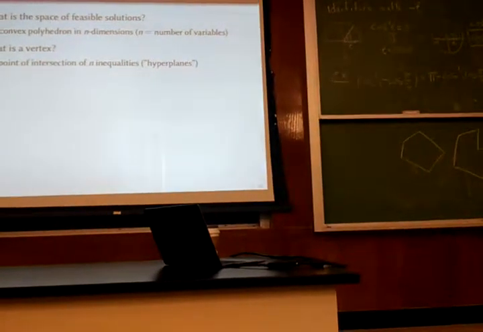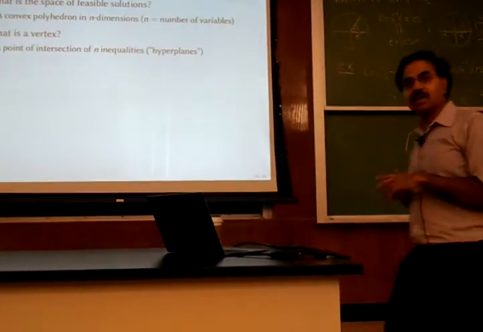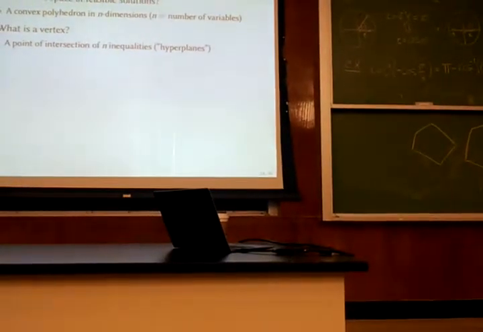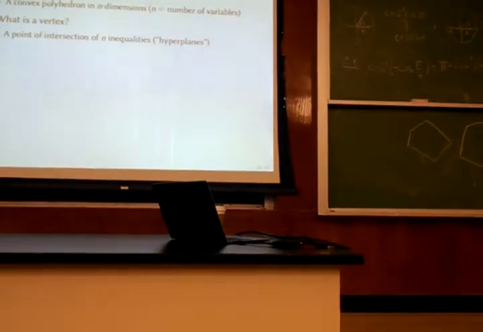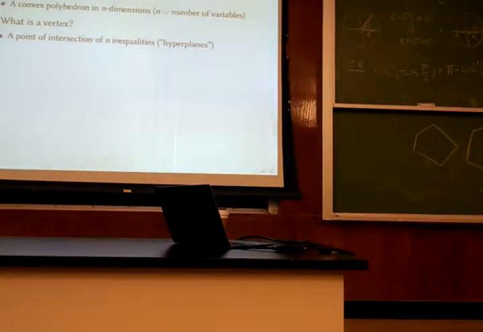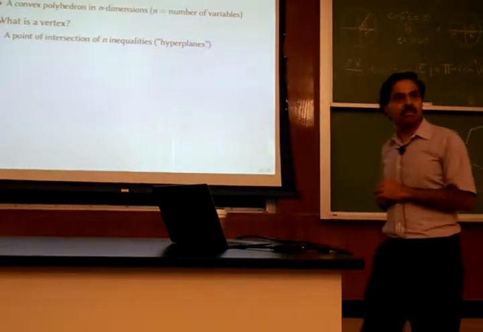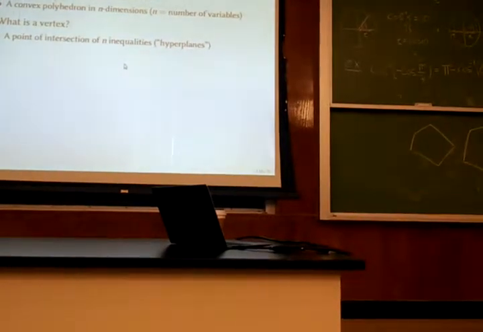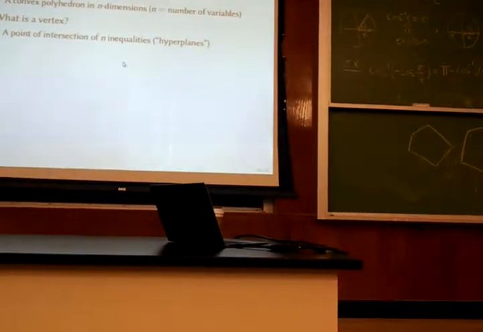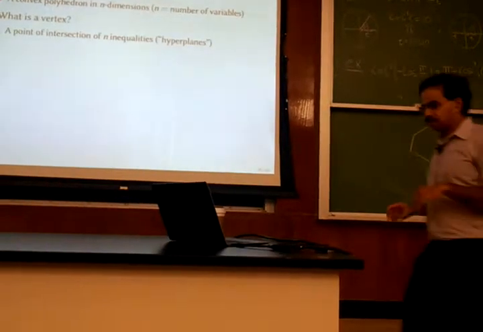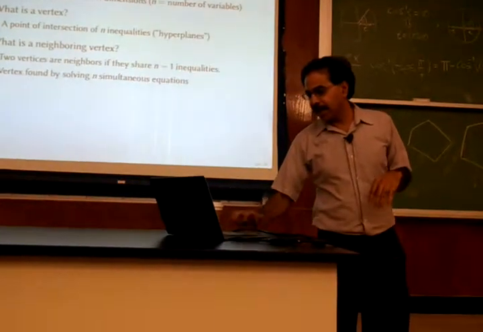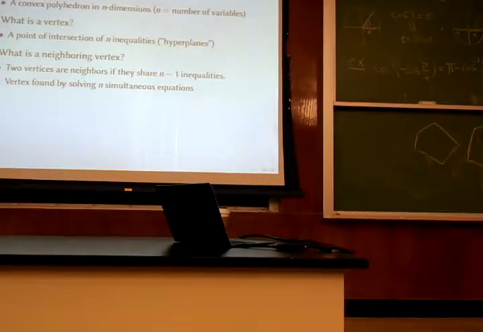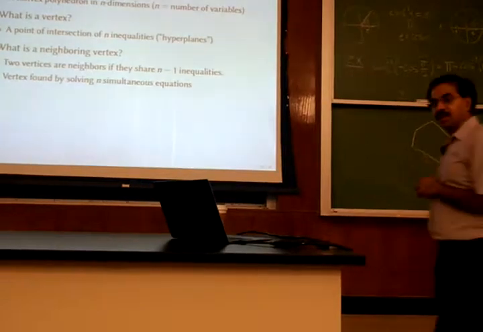Otherwise, you can again use your intuition about three dimensions, right? If you have two planes intersecting, you'll get a line. You won't get a point, right? So you have to have three planes intersecting to get a point. That's why you have to have n inequalities in order to get a single vertex. Okay, and you can go along this line of thinking and ask what the neighboring vertex is, and then you'll see that a neighboring vertex is one that basically shares n-1 inequalities.